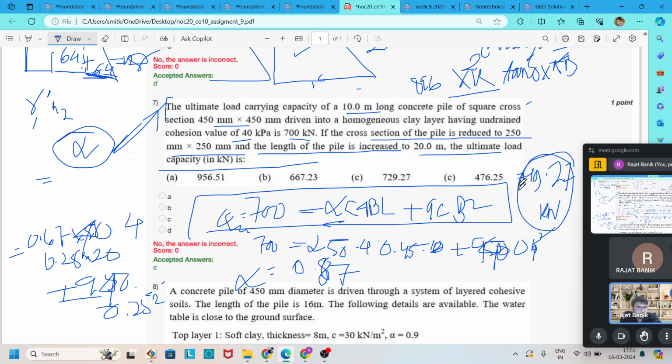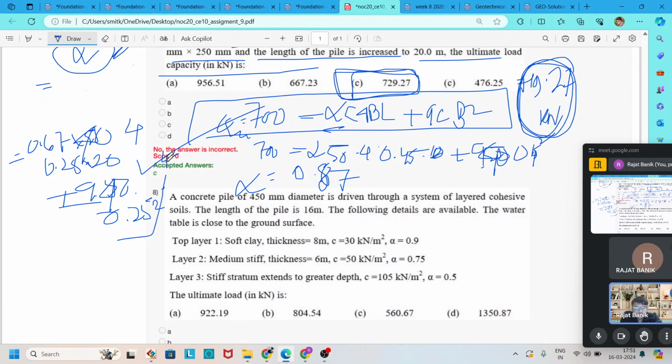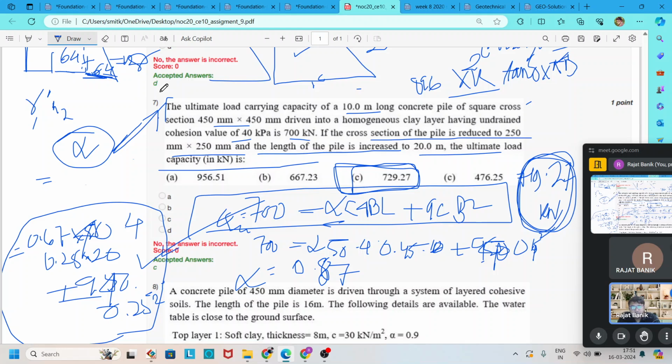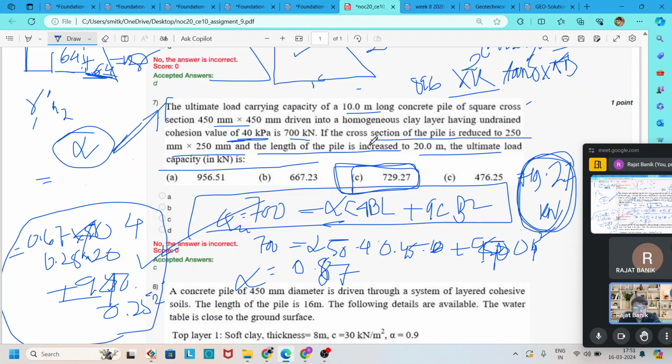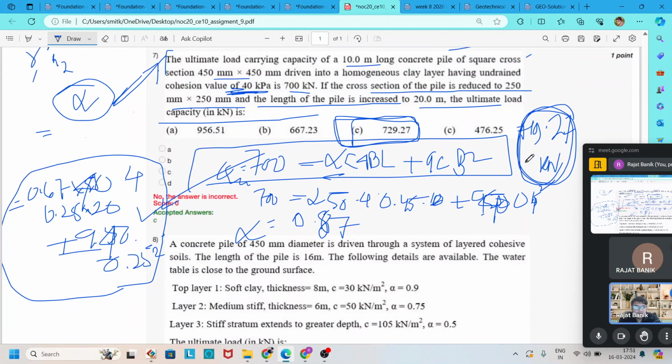So the correct option, or closest option, is option C. So the correct answer is here option C. The change here is that I was using 50 in place of C at first, but it is given here as 40. So please check the result again and do it properly. After putting in the correct value I am getting 719.27. So the correct option is option C.